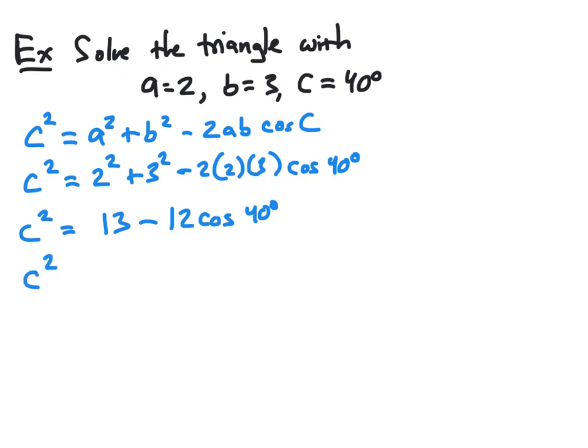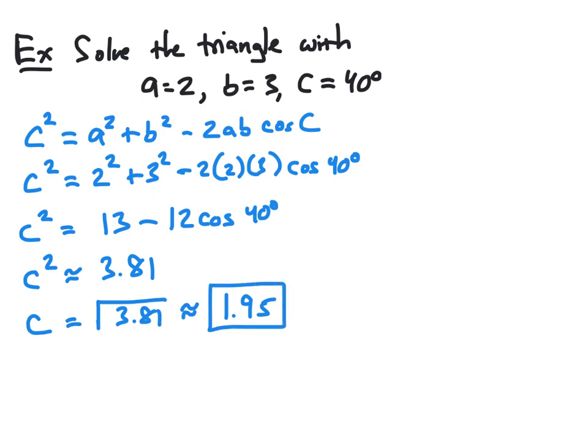At this point, we really have no choice but to put this into a calculator. And when we do, we see that C squared is approximately 3.81. And solving this for C, we take the square root. And we get that C is approximately 1.95. So the length of side C is just a bit smaller than 2. We now know all three of our side lengths, and we know angle C, and so then we have to find angle A and B.